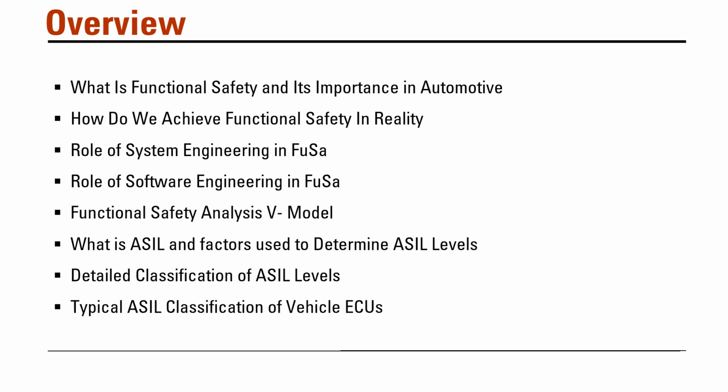And there is a reference V model for this. In the V model, from left to right, how this is followed step by step and how this will help to achieve functional safety in product development. Also, we will know what ASIL is and what different factors are used to determine these ASIL levels. Also, we will know the detailed classification of these ASIL levels. And we're going to know about the typical ASIL classification of a vehicle issue. It may not be a single issue, but there are several issues in a vehicle that have different ASIL classifications. So let's go to the first topic, and then we go into more insights.